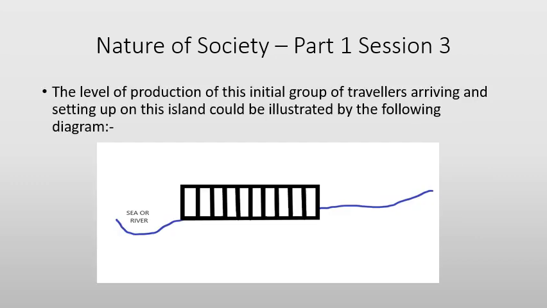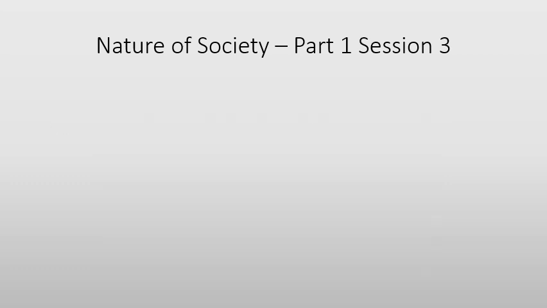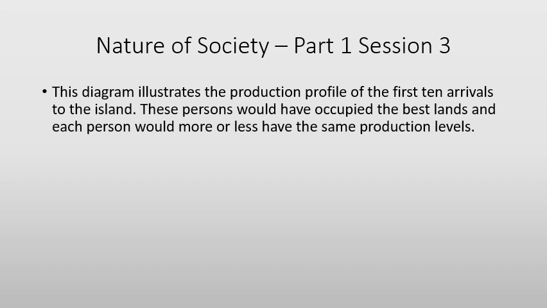The level of production of this initial group of travelers arriving and setting up on the island could be illustrated by the following diagram. This diagram illustrates the production profile of the first 10 arrivals on the island. These persons would have occupied the best lands, and each person would more or less have the same production levels.